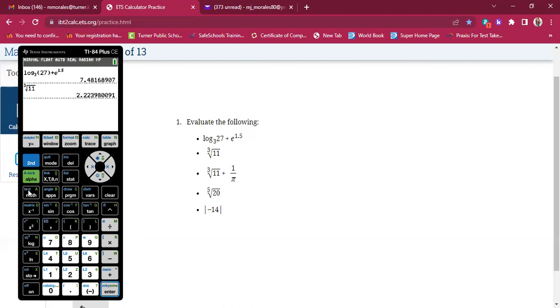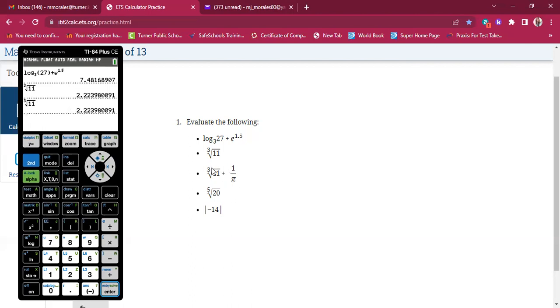Okay, next, let's make use of number 5. Just write the index, which is 3, and then arrow right, then write 11, then enter. As you can see, it gives us the same answer. Okay, what about the third one?